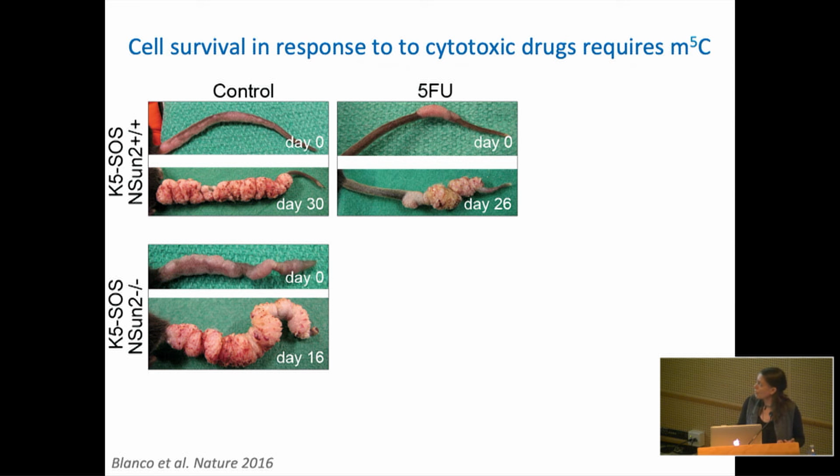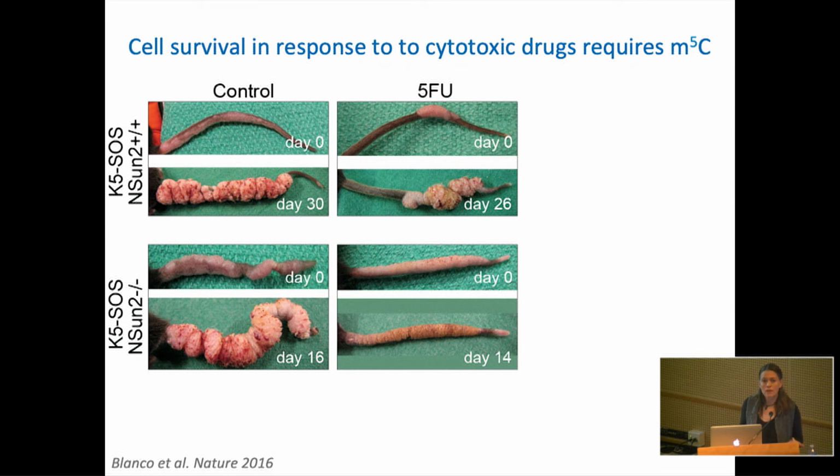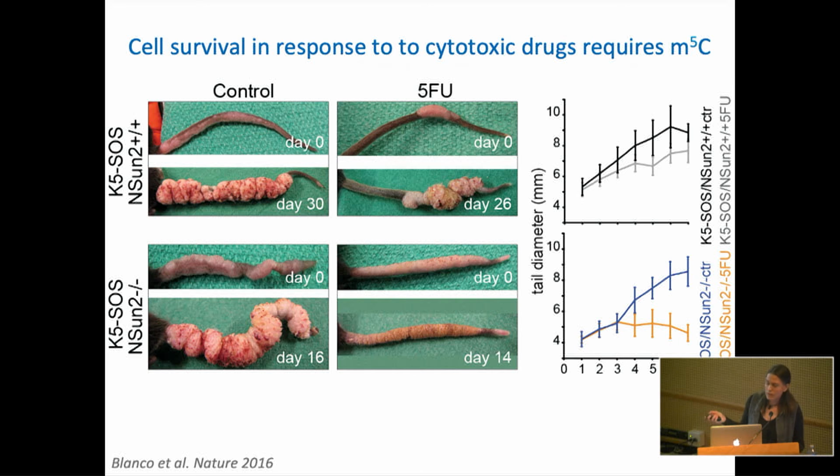Now, on the other hand, if you do this in the background where they don't have enzyme 2, we completely, from day one, basically abolished the tumor growth. And this is just to show you that this is not only in one, but in many tumors the case. So this is the most important one. So these are the tails that have no enzyme 2 and received the 5-FU.